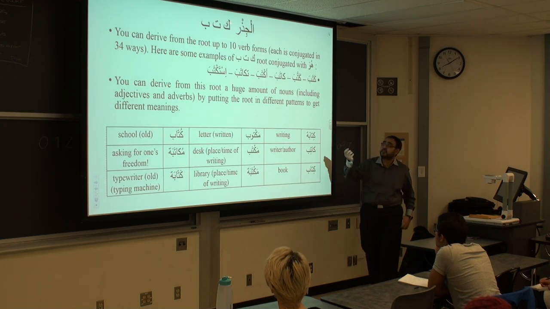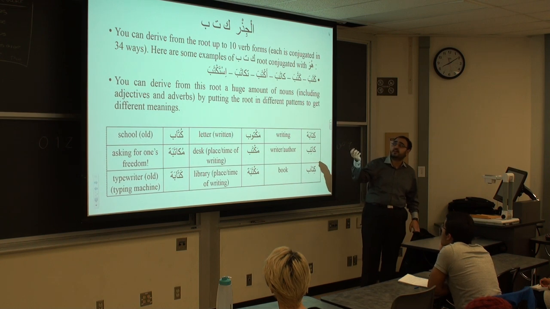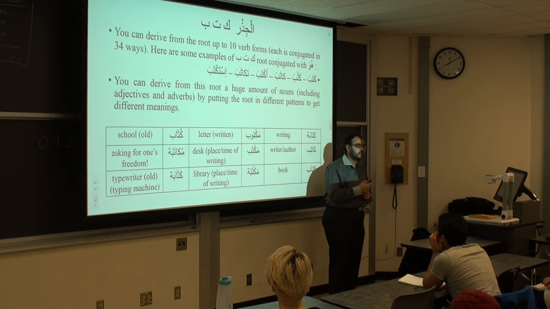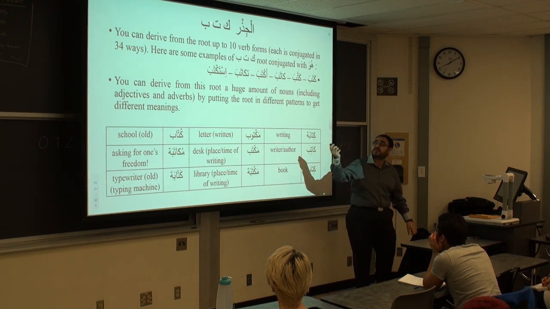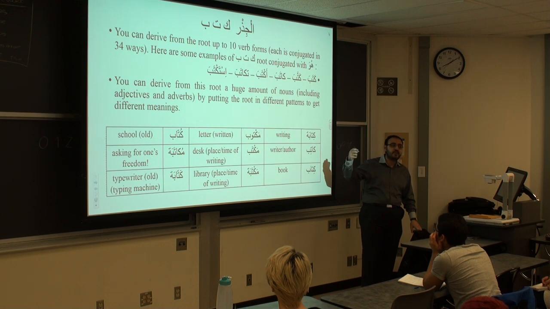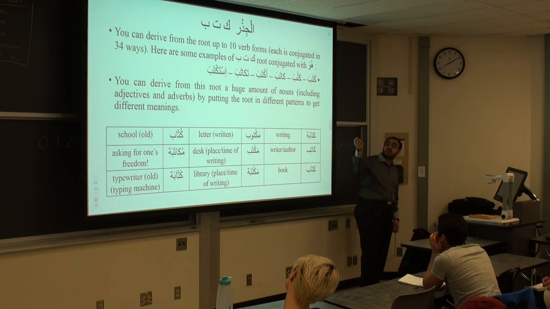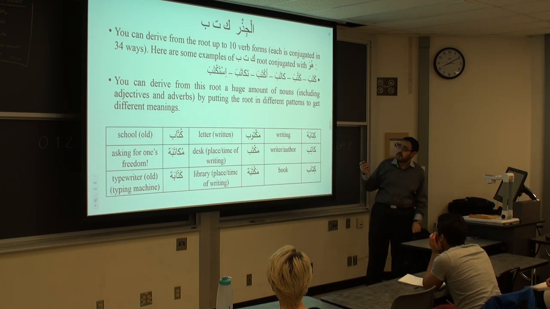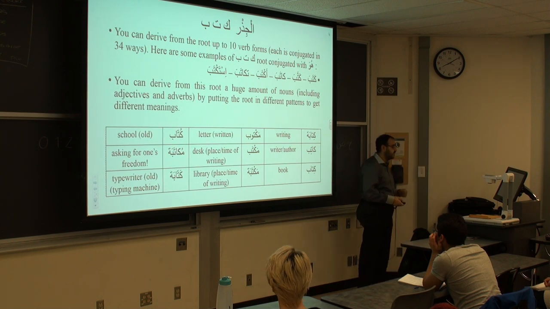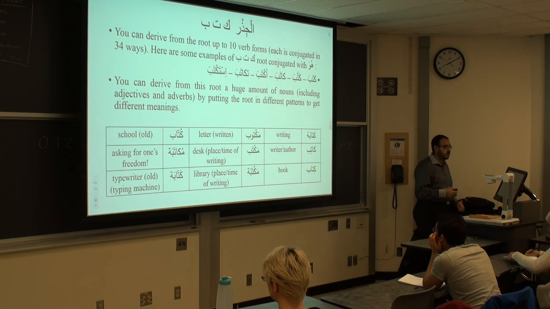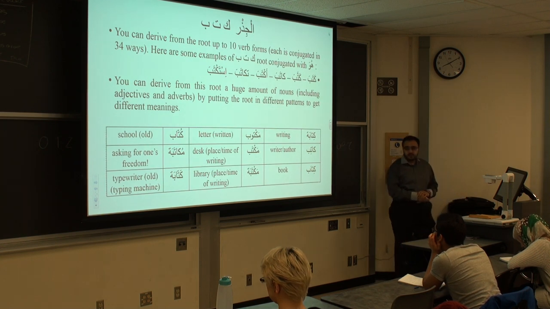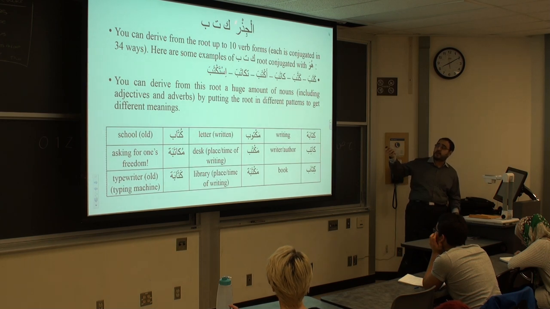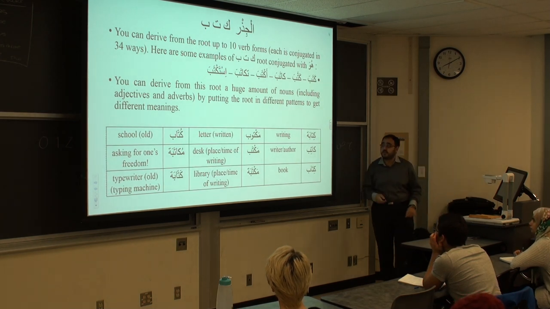So let's have, for instance, the root kaf, ta, ba. Anyone remembers what this root has to do with? Writing, yeah. So the root kaf, ta, ba has to do with writing, so by default any word that has this root will have to do with writing. From this root, you can derive up to 10 verb forms, each conjugated in 34 ways. So you can have 340 verb words out of the root kaf, ta, ba.